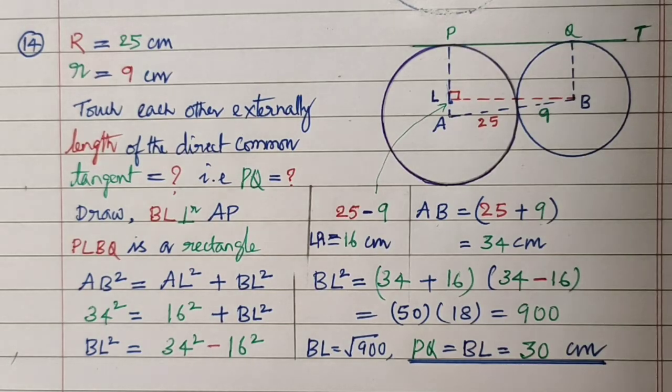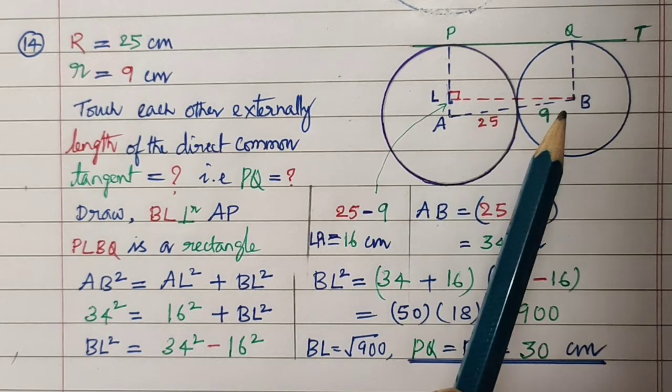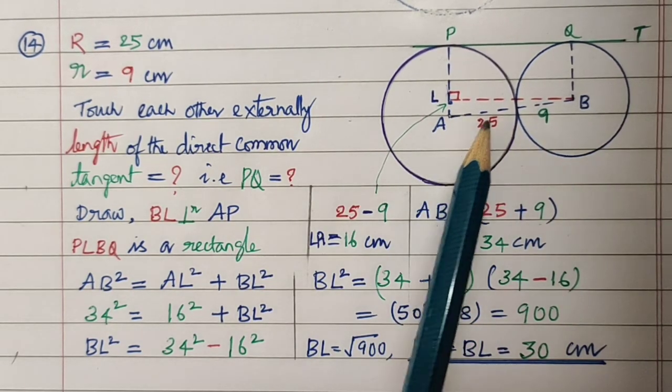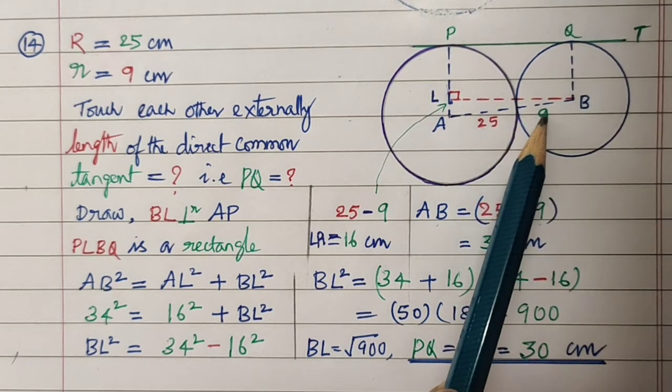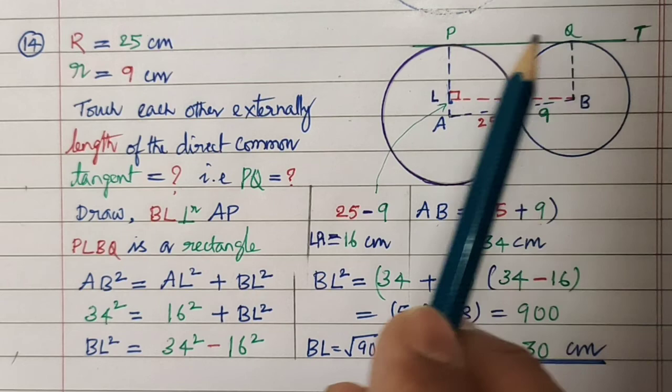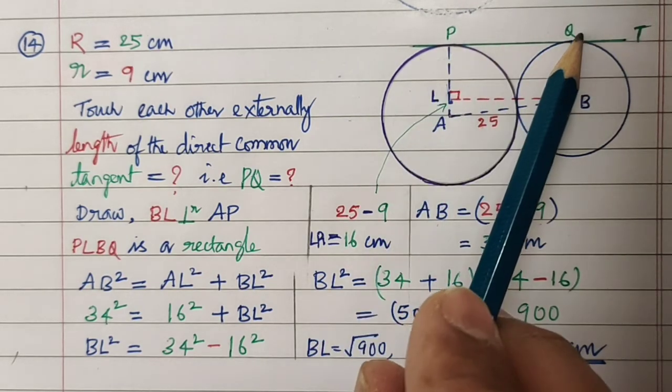Two circles of radii 25 centimeters and 9 centimeters touch each other externally. Find the length of the direct common tangent. There are two circles here. The radius of one circle is 25 centimeters. The radius of the other circle is 9 centimeters. We need to find out the length of the common tangent, that is, PQ is equal to what?